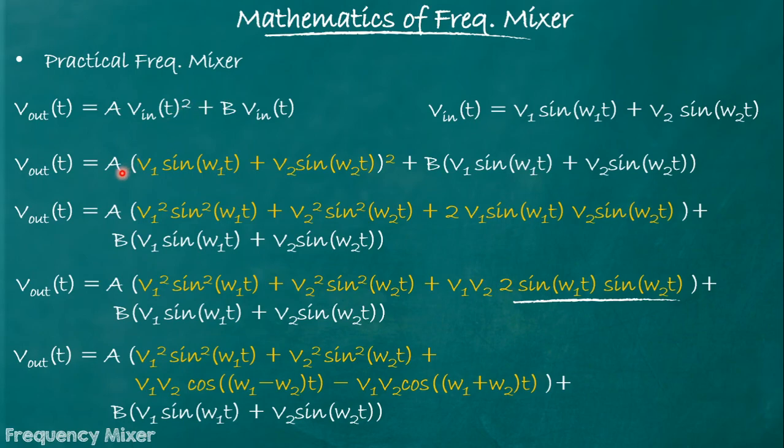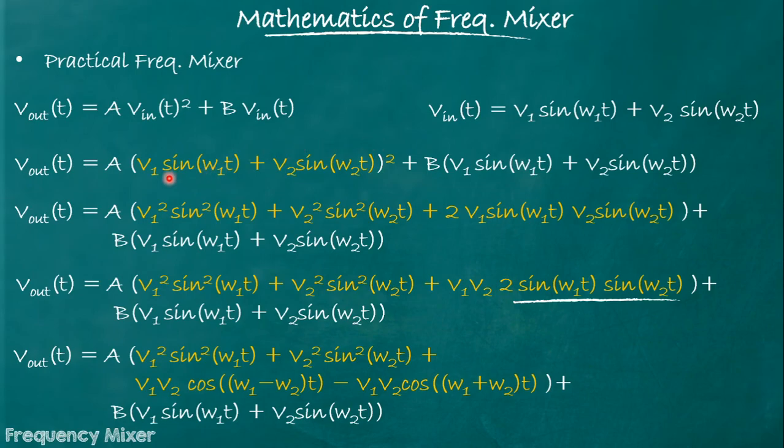So here, A into (V1 sine omega 1t plus V2 sine omega 2t) whole square plus B into V in t, which is nothing but these two terms. So B into V in t. Now let us first expand this square. So this term is nothing but (a plus b) square. So (a plus b) square, we know it is a square plus b square plus 2ab.